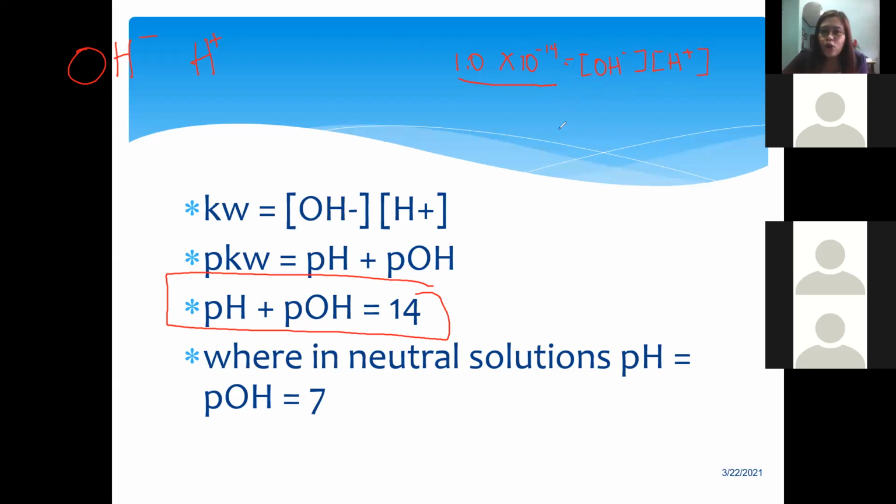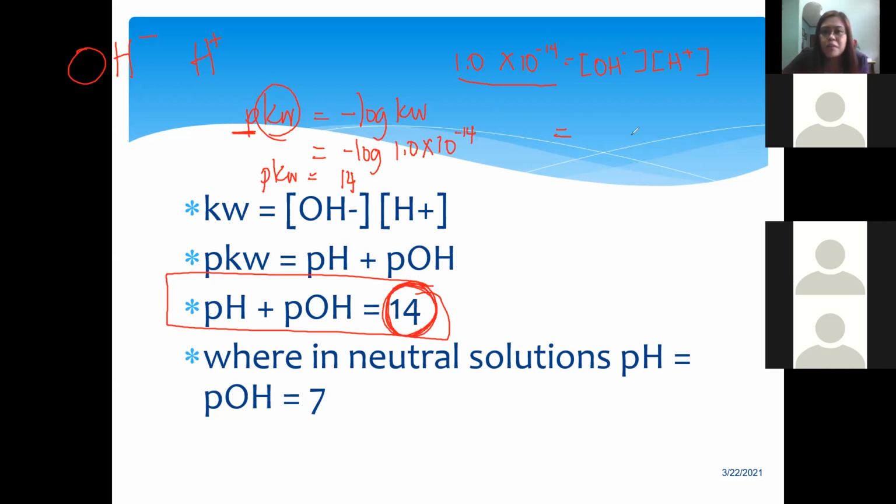Now, paano kung ang given now is the pH or the pOH? So, pwede natin siyang gamitin. If we get the pKW, basta p ang hinahanap, power of hydrogen, isa lang ang formula niya: negative log of the KW. So kung kukunin na ang negative log of 1.0 times 10 raised to the power of 14, the pKW is 14. That explains this 14 here.